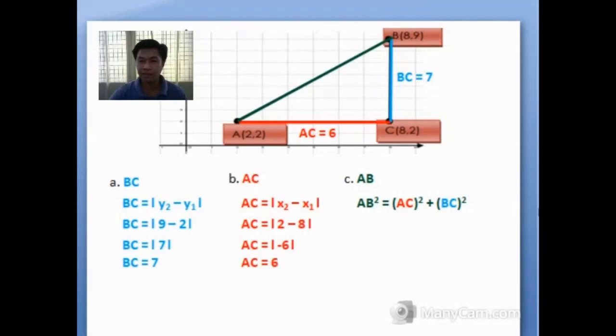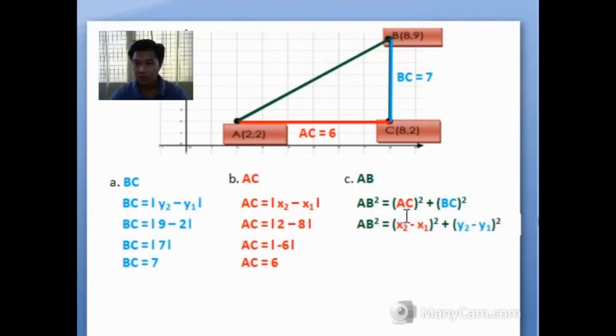Now let us go to solving for segment AB. This is a bit longer than the other 2 sides because it is the longest side, so we need to apply the Pythagorean theorem. The Pythagorean theorem says the square of segment AB is equal to the square of segment AC plus the square of segment BC. I retained the colors so that you can follow easily where those numbers are coming from.